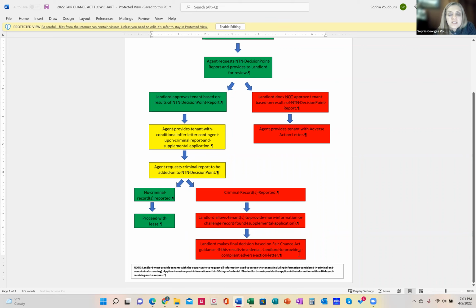If this results in a denial, they're going to have to give a compliant adverse action letter. So there's a form that the landlords have to fill out now if they say, you know what, I'm not going to accept you. There's an actual form that they have to fill out.